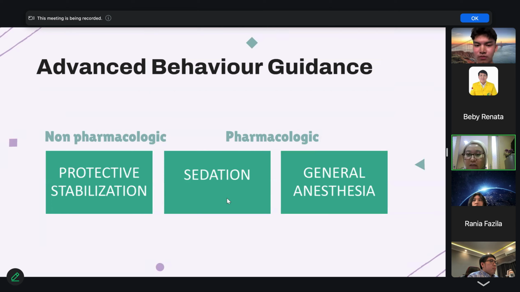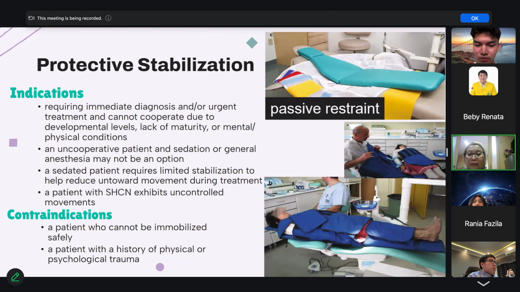Next is the advanced behavioral guidance. So please remember, only a specialist can select or choose this guidance. So first is protective stabilization. It has two types: the passive restraint, which means using tools like a pedi wrap or papoose board, like in this picture, to immobilize the patient during the treatment.